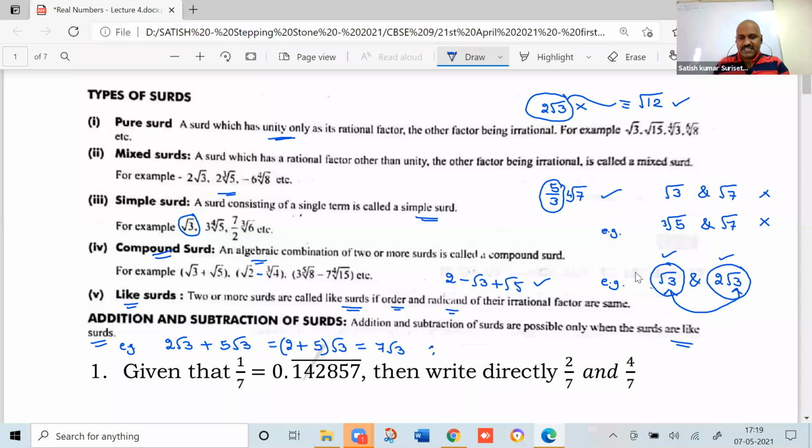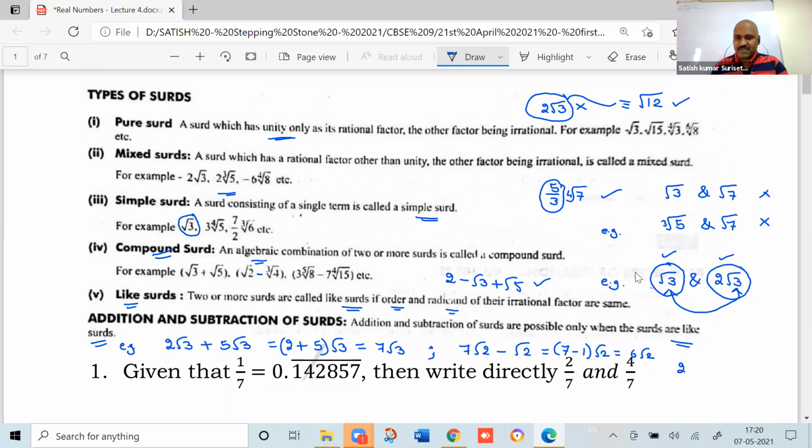Next, let us take another example. 7 root 2 minus root 2. Tell me what this is equal to? 5 root 2. Sure? No, 6 root 2. That is, if I take root 2 common, what should I write? 7 minus 1. Good. 7 minus 1 into root 2 means 6 root 2. If nothing is there, it should be considered as 1 into root 2.